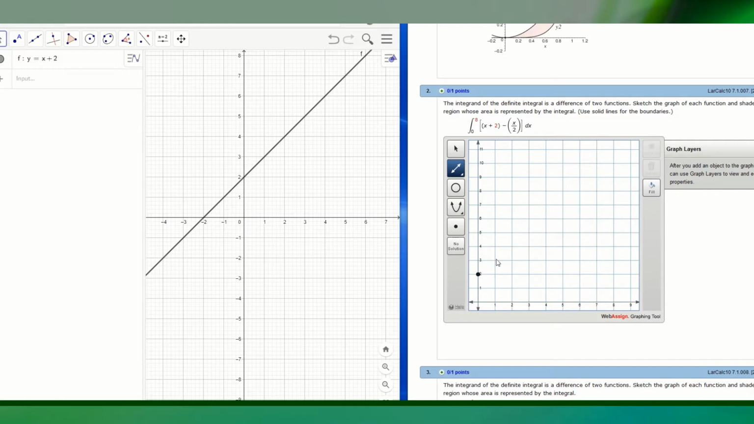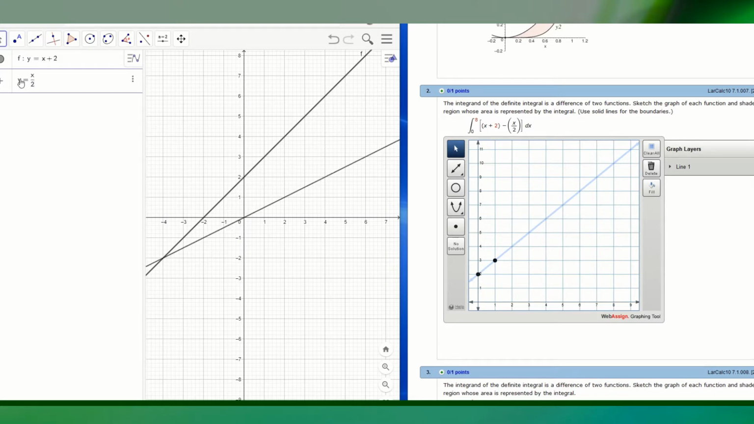When I select these 2 points, automatically the line y equal to x plus 2 is created. Then the second one is y equal to x by 2. Now when I take y equal to x by 2, I can choose 2 points on the line as 0, 0 and 2, 1. So I am going to create another line. So let us choose another line connecting the points 0, 0 and 2, 1. So that is the second line.